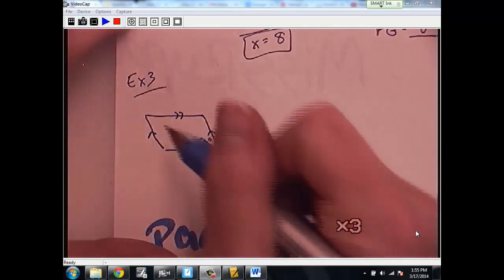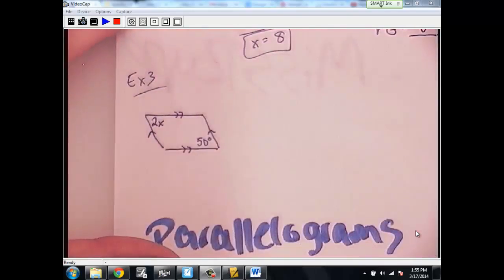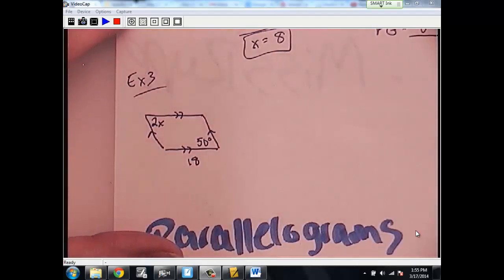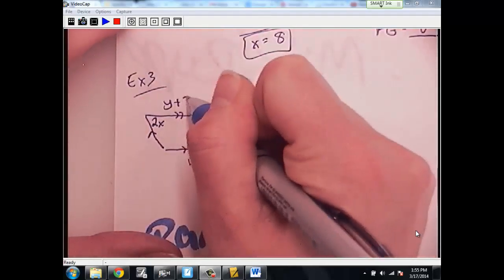We'll call this one 2x. And this is 18. And this is y plus 3.